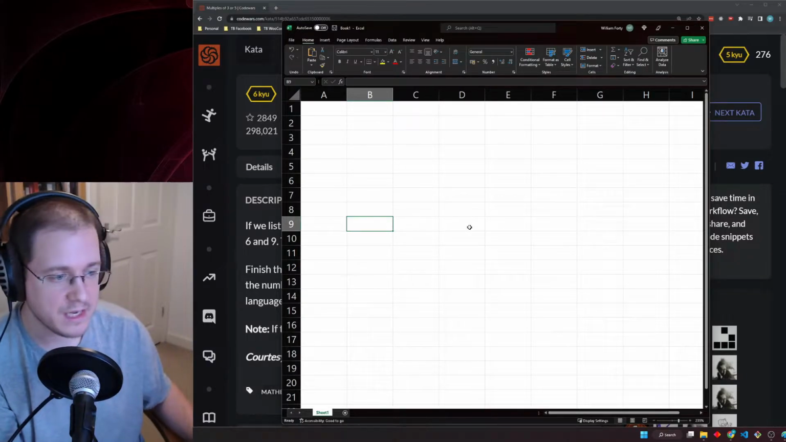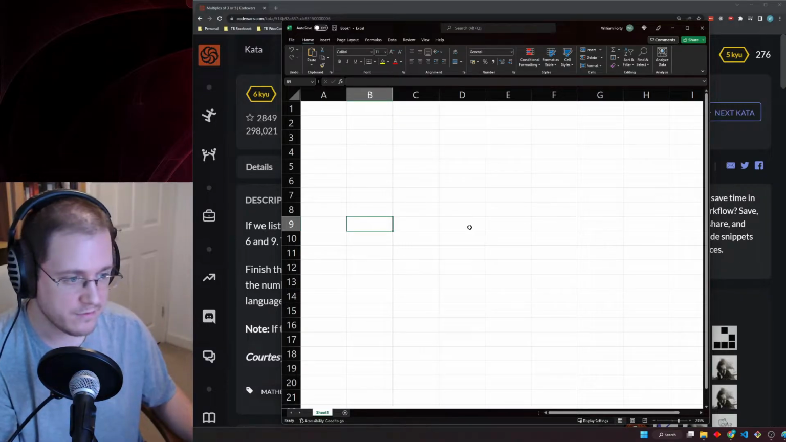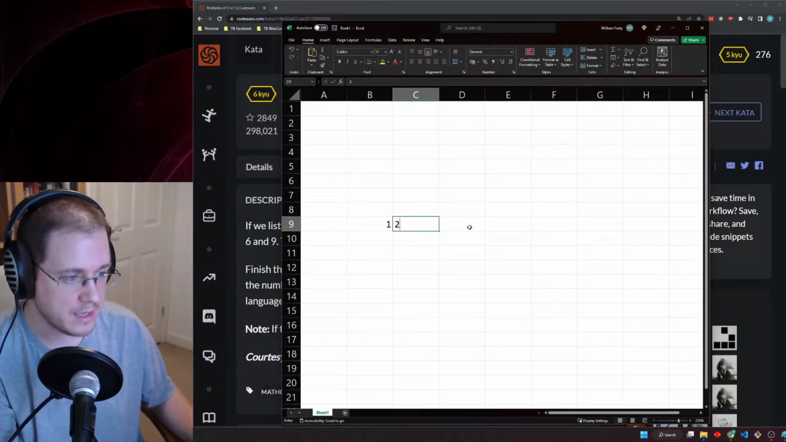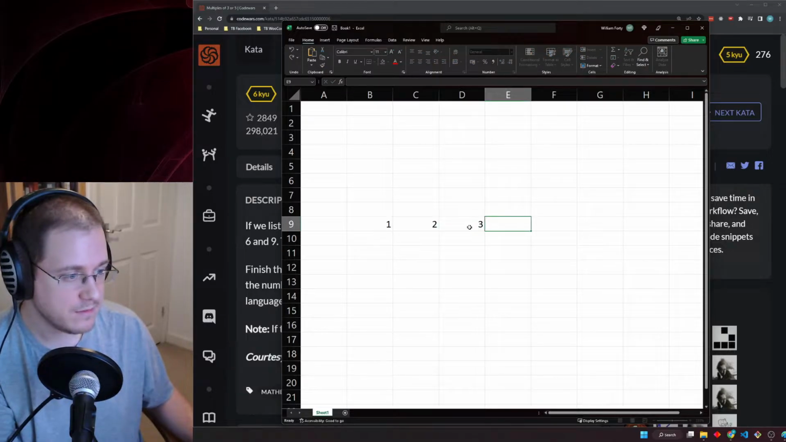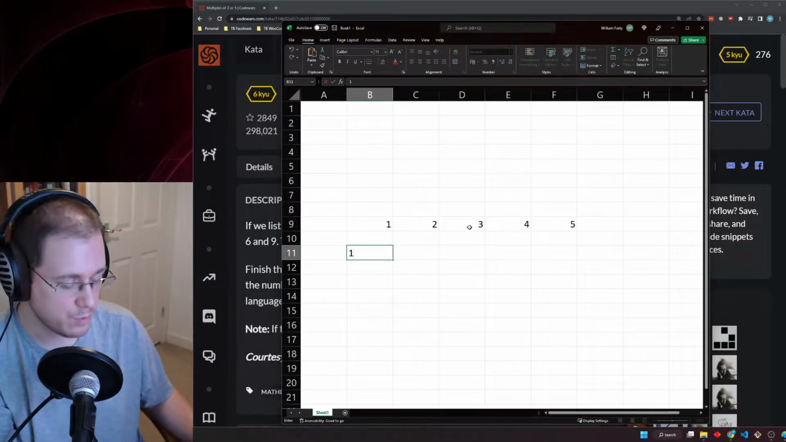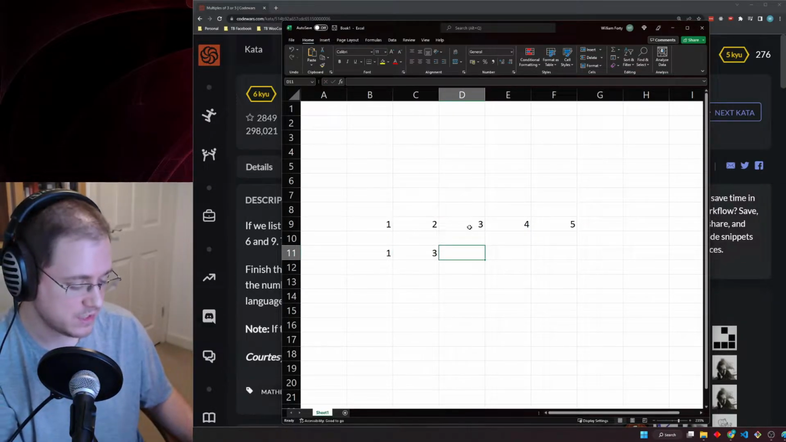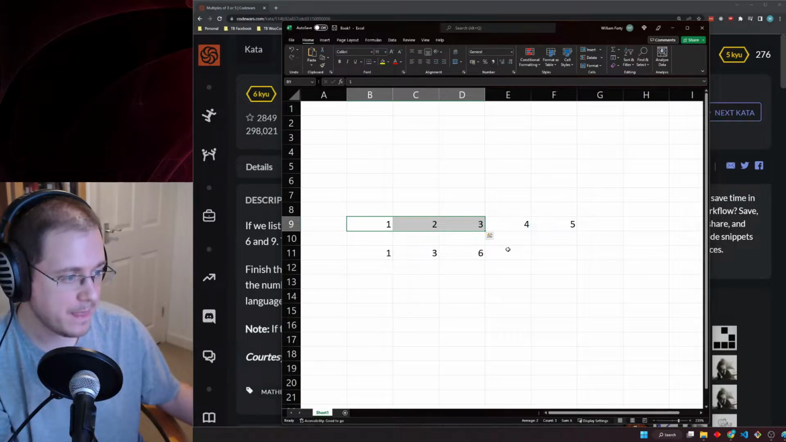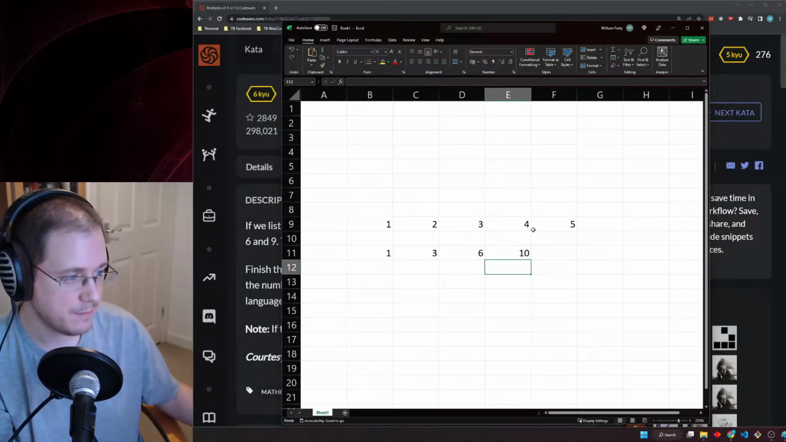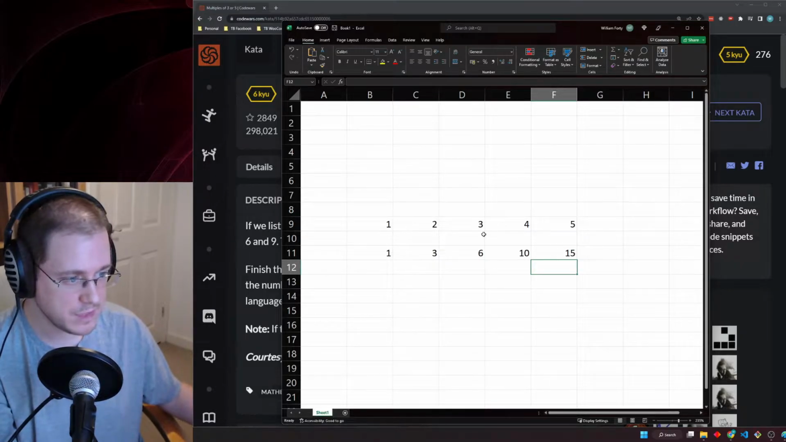If you're not familiar with triangle numbers, the triangle number sequence is the sum of the numbers up to a particular value. So if I just list the numbers, the triangle numbers would then be 1, 3, which is the sum of 1 and 2. And then you've got 6, which is the sum up to here. Then you've got 10, which is the sum up to here. 15. So you see the sequence.